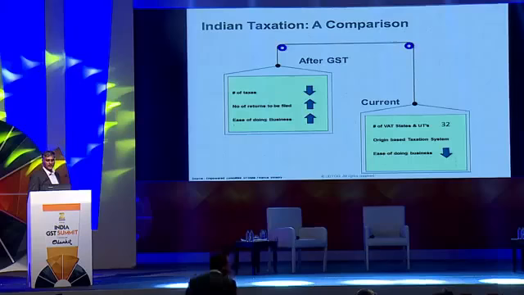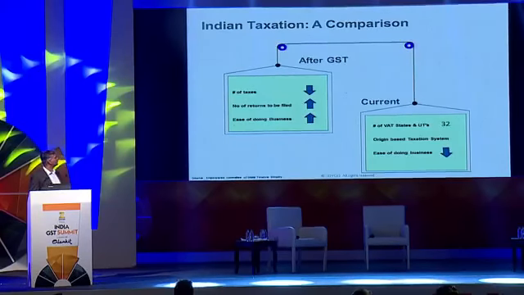So obviously, this slide was slightly different, but the number of tax filings for an average company is 32, including Shops and Establishment Act and all these compliances. They are going to go down by at least 13 now. Ease of business hopefully gets better.